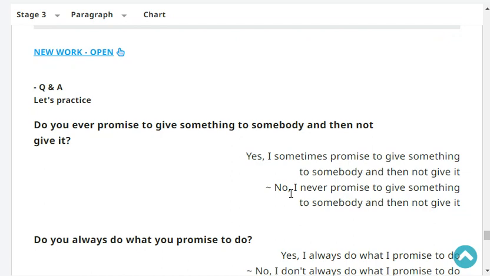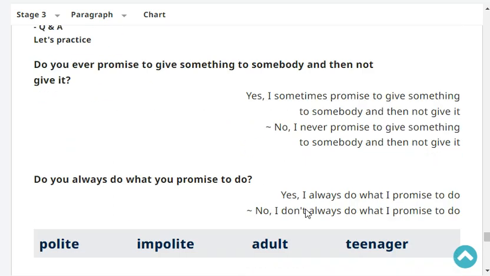Do you ever promise to give something to somebody and then not give it? Yes or no? Yes, I sometimes promise to give something to somebody and then not give it. Very good.